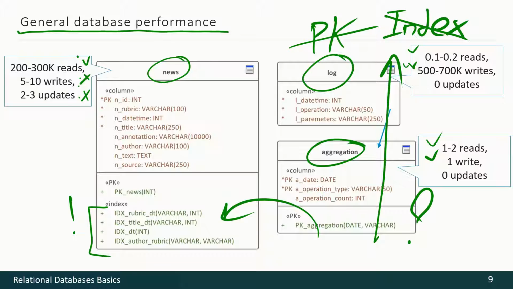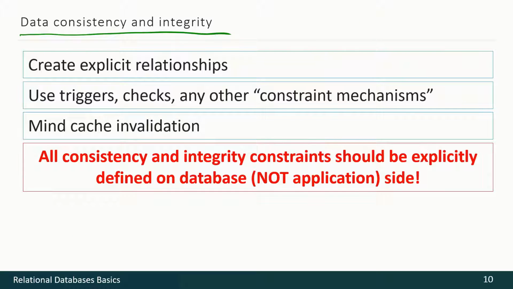The data consistency and integrity requirement tells us to create explicit relationships, never to violate such an approach, because some beginners in databases for some unknown reason sometimes violate this idea.